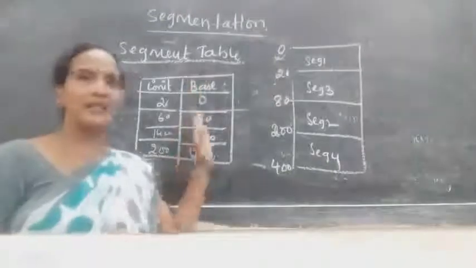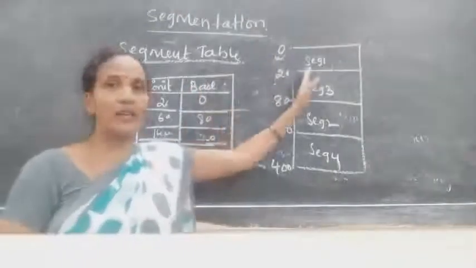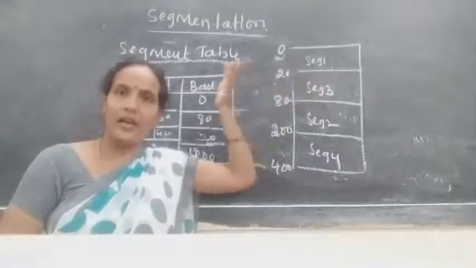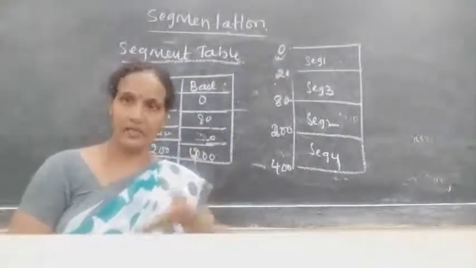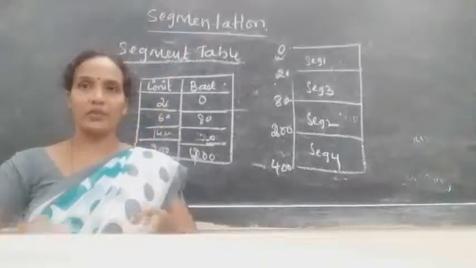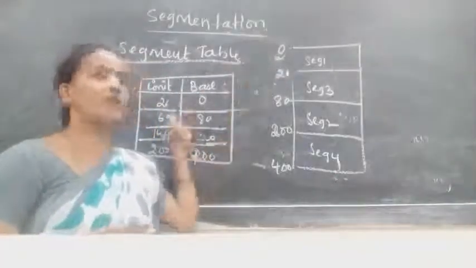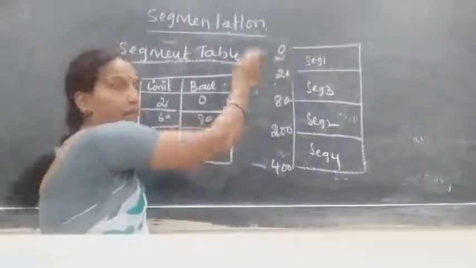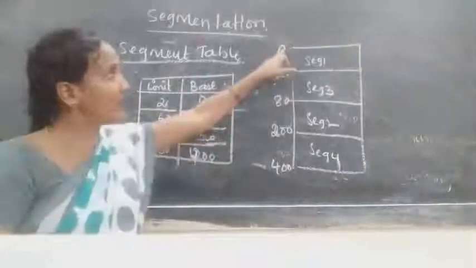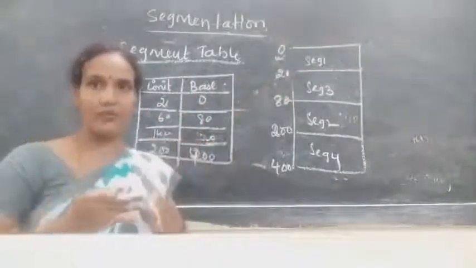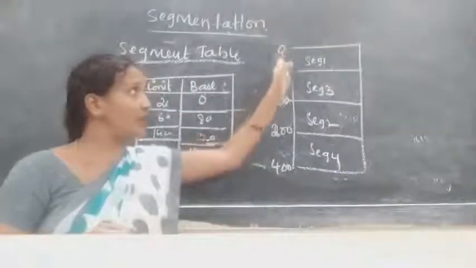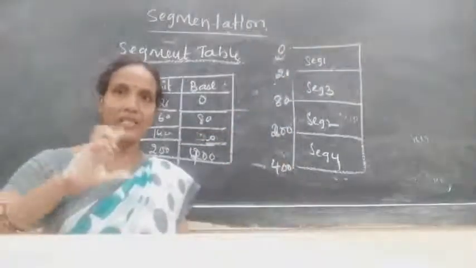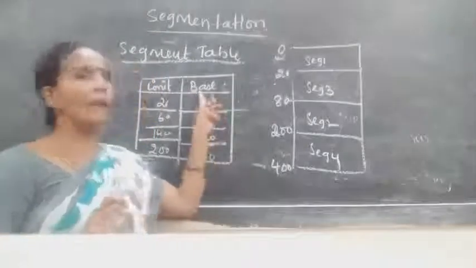Okay, so base is nothing but the base address of that segment. What is the base address of the first segment, the second segment, and the third segment? That information will be stored in a segment table. Understood? Base address is the starting address. Next, the limit is the range, meaning how many bytes that segment has. It is 20 bytes, 60 bytes, 120 bytes, and 200 bytes.